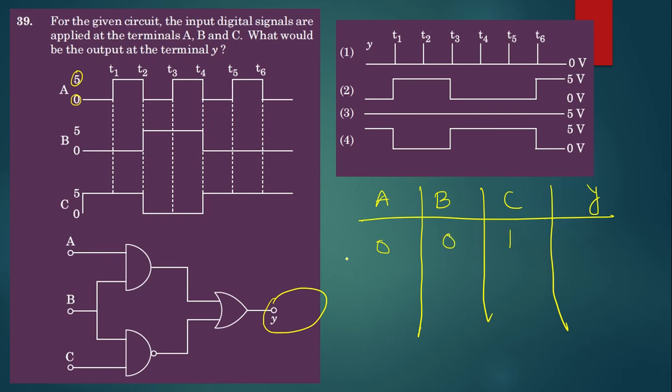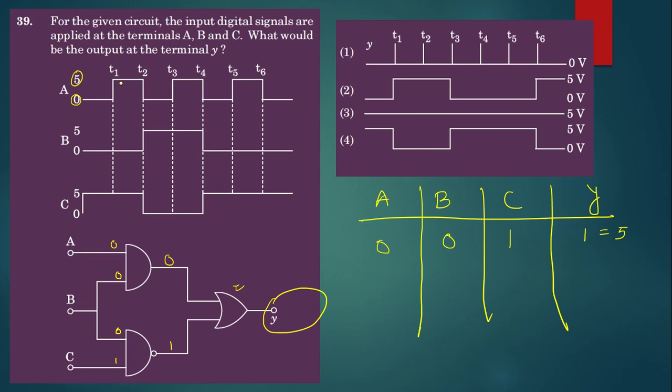Let me apply this. 0, 0, 0, 1. This gate is an AND gate, so 0 into 0 is 0. This is a NAND gate, 0 into 1 is 0, but the complement will be 1. This gate is an OR gate, 1 plus 0 will be equal to 1, so the output will be 1. 1 means 5.